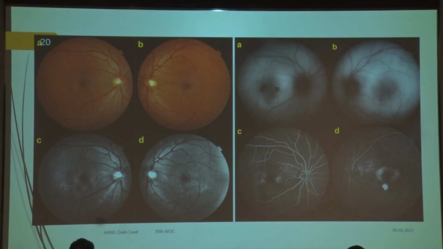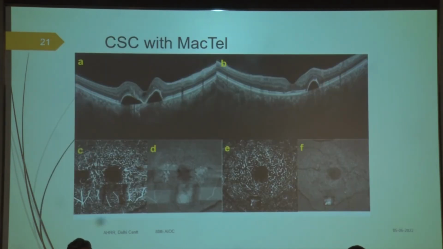This is what prompted us to look into the spectrum of pachychoroid in MacTel. We have reported it twice, and we have been able to elucidate that pachychoroid is also associated with macular telangiectasia. Now, coming to CSC with MacTel, what one has to be careful of is not to misdiagnose the subretinal fluid as a marker of a CNVM.